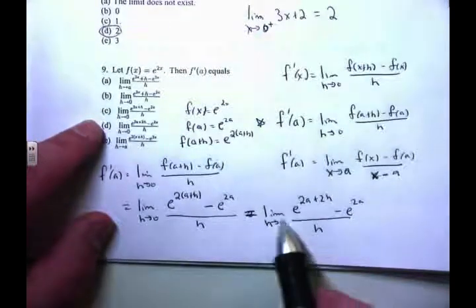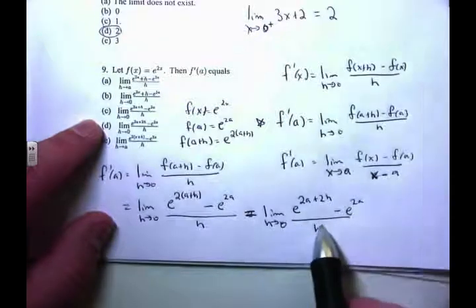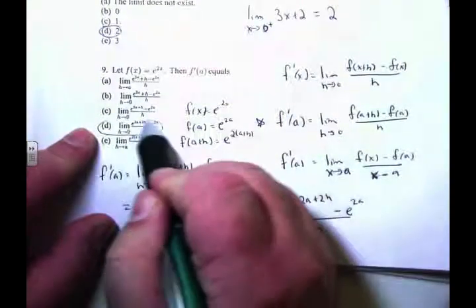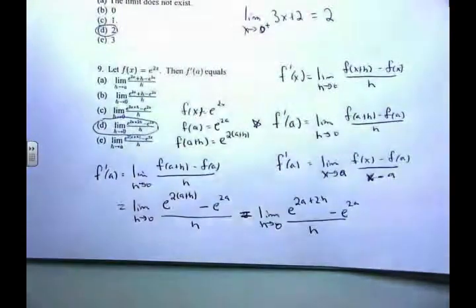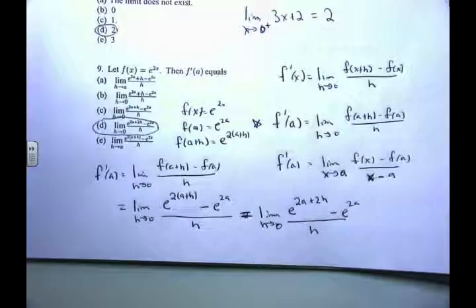I believe it looks like D. Here's the deal. Out of this problem, you know how many people, percentage-wise, circled answer E? Because it looks like the same thing, except for one thing.